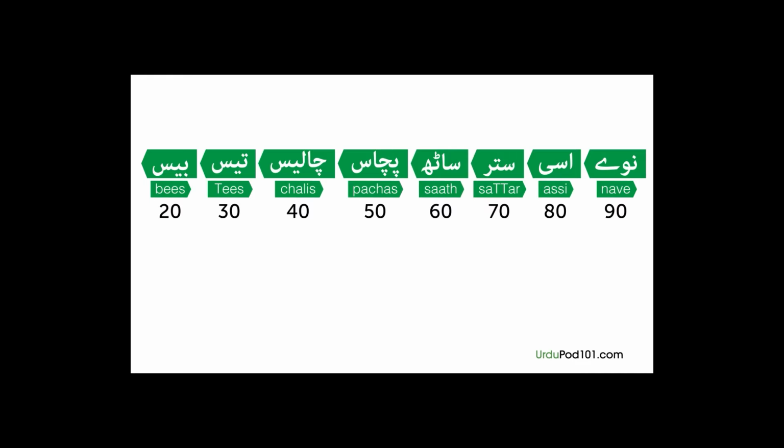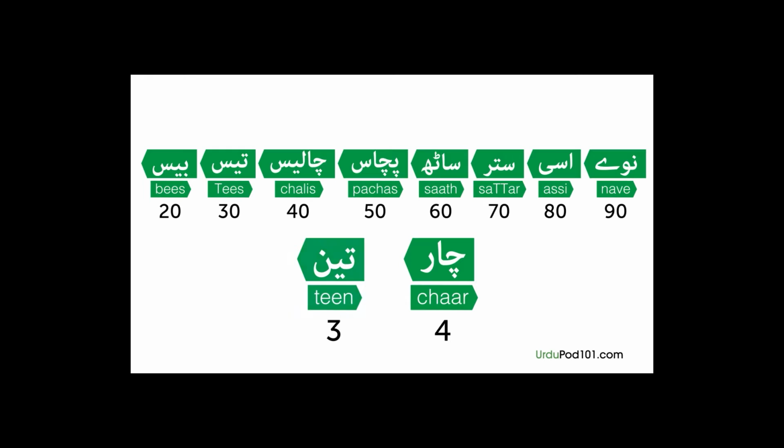While you have to memorize many of the numbers, there is a trick that will make memorizing them easy. Notice that 30 is tees and 40 is chalis. Do you remember what 3 and 4 are in Urdu? Well, let me remind you. 3 is teen and 4 is char. As you can see, the sound T of teen, which is 3, is used in 30. Teen, tees.